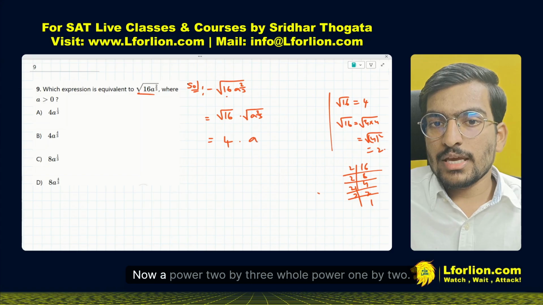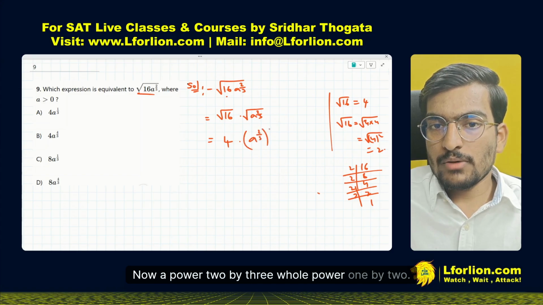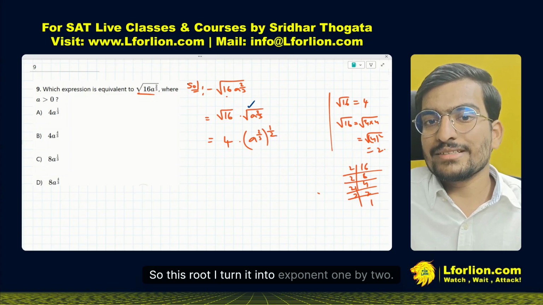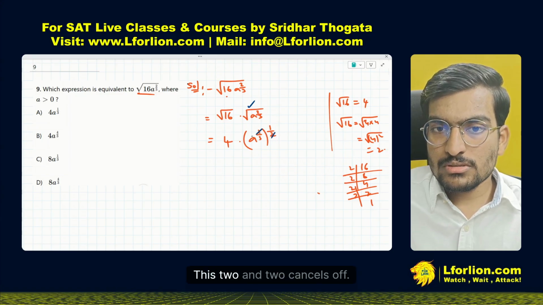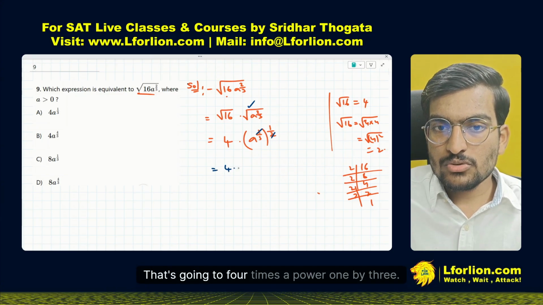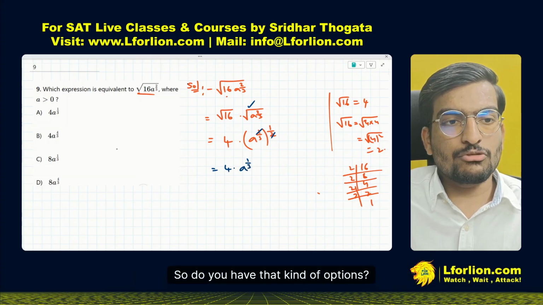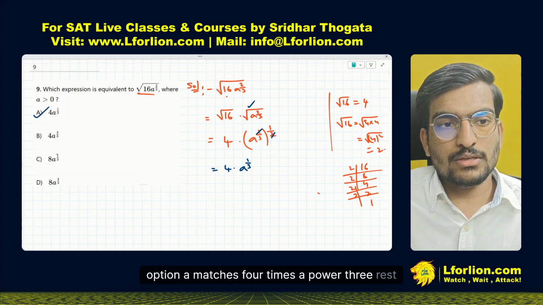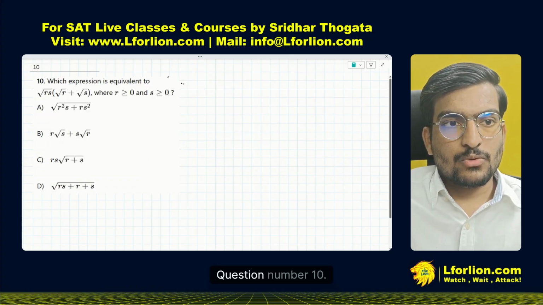Now a power 2 by 3 whole power 1 by 2. This root, I turn it into exponent 1 by 2. This 2 and 2 cancel off. That's going to be 4 times a power 1 by 3. So do you have that kind of option? Yes, option A matches 4 times a power 1 by 3. Rest doesn't match.